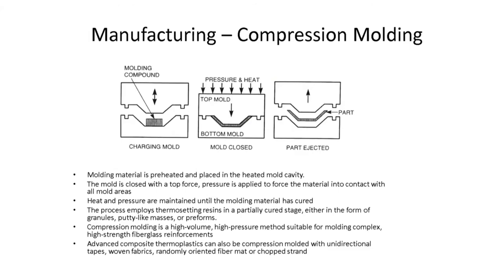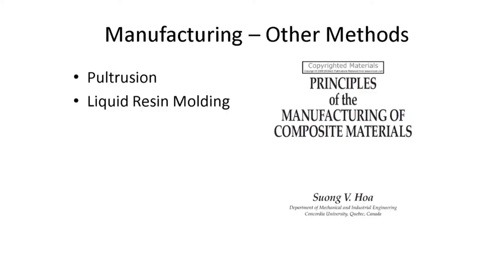We also talked about compression molding a little bit, where the molding materials are preheated and placed in the heated mold cavity. The mold is then closed, the pressure is applied, and the material in contact with the mold area is getting heated as a consequence. Heat and pressure are maintained until the molding material has cured, and basically you have the product at the end. Advanced composite thermoplastics are usually the ones compression molded. And you can use all kinds of materials and fiber architectures, like unidirectionals, woven composites, and randomly oriented fibers. I've seen chopped strand and randomly oriented fibers used for these applications.